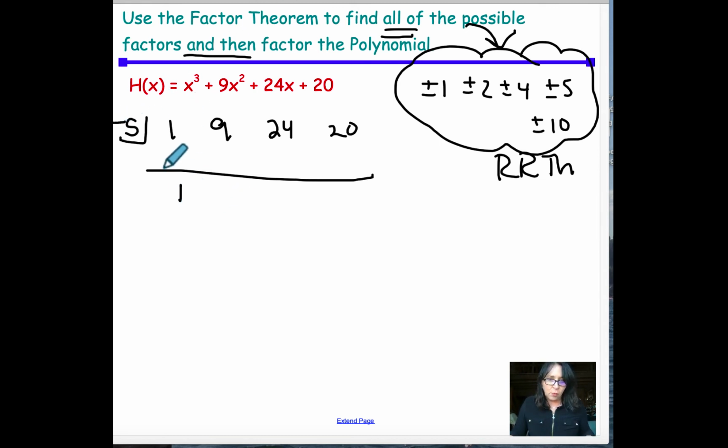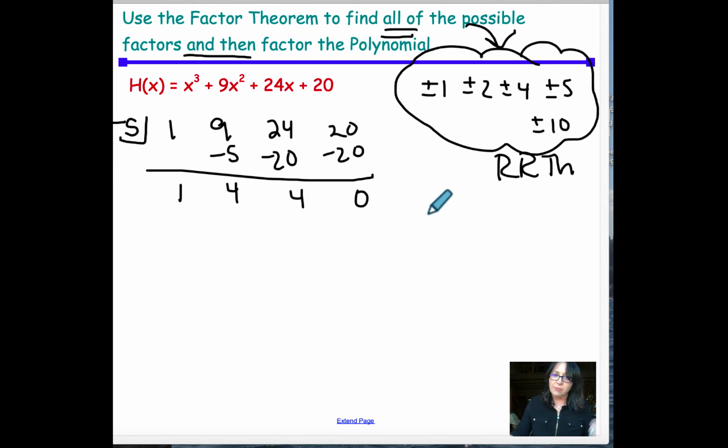So adding down 1, multiplying across, I get negative 5. Adding down, I get 4. Multiplying across, I get negative 20. Adding down, 24 minus 20 is 4. Multiplying across, I get negative 20. Adding down, I get 0. Success. Which means this is a 0.